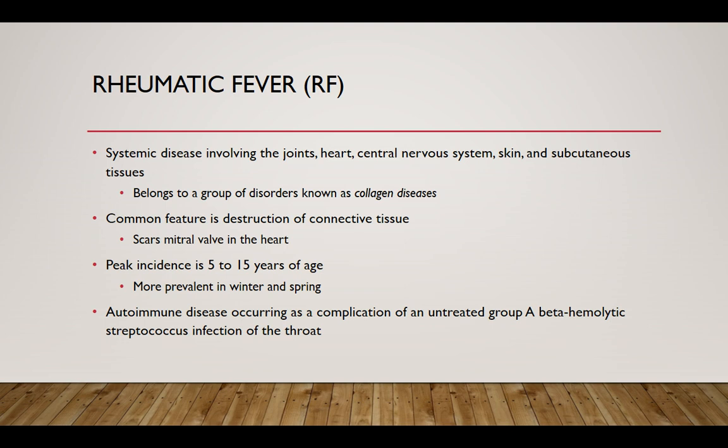It is an autoimmune disease that occurs as a complication of an untreated group A beta hemolytic streptococcus infection of the throat. Major criteria: carditis, polyarthritis, erythema marginatum, chorea, subcutaneous nodules. Minor criteria: fever and arthralgia, previous history of rheumatic heart disease, elevated erythrocyte sedimentation rate, leukocytosis, altered PR interval on an electrocardiogram, and positive C-reactive protein.